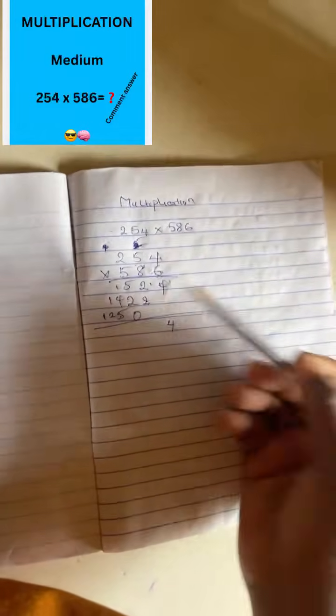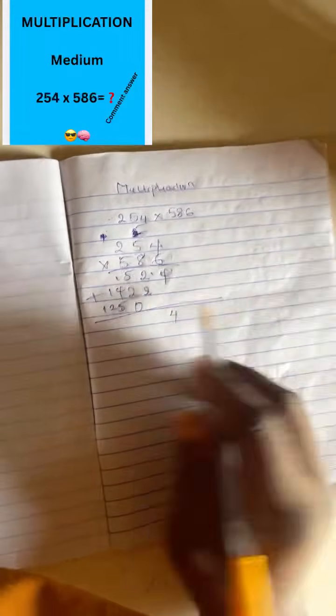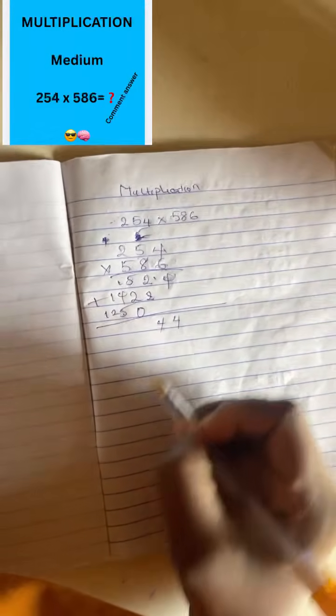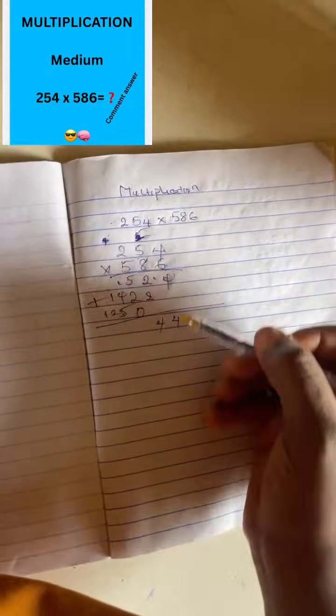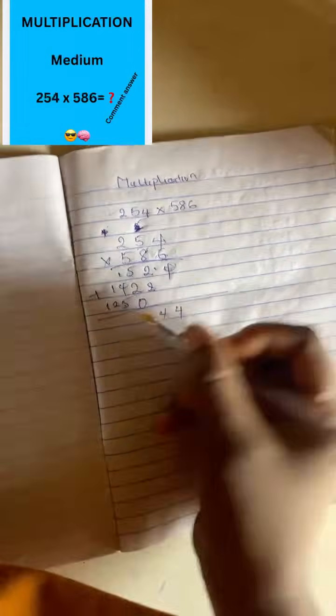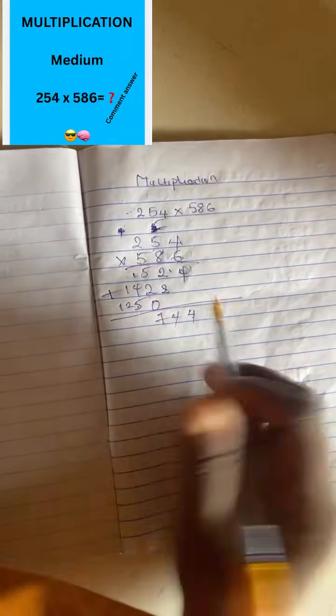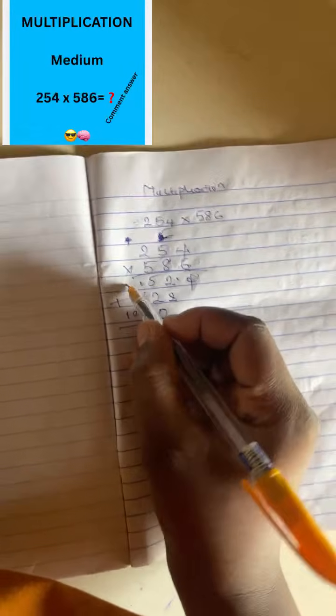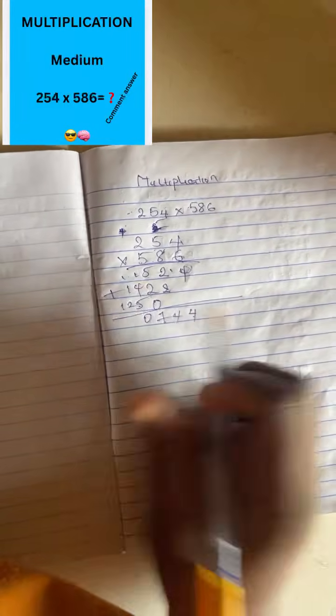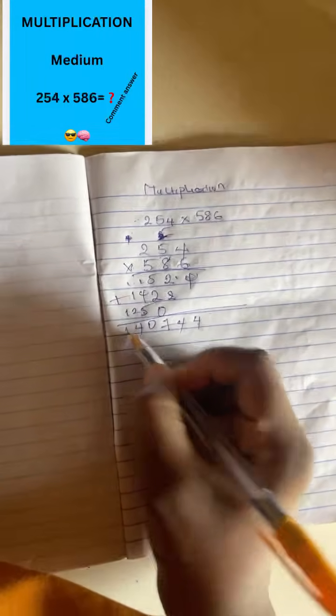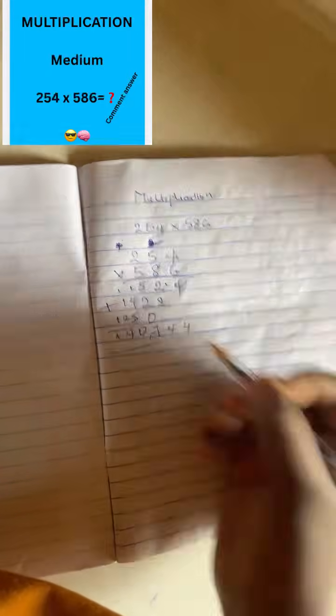Now we are adding. 2 plus 2 is what? 4. You brought down 4. Okay, 5 plus 2 is 7. 5 plus 5 is 10. Carry 1. 2 plus 1, 3 plus 1, 4. You bring down 1. So this is the answer.